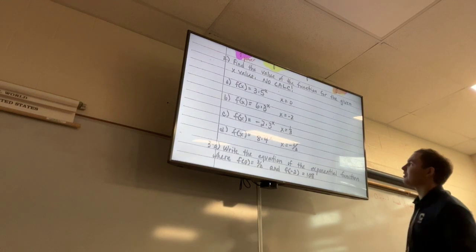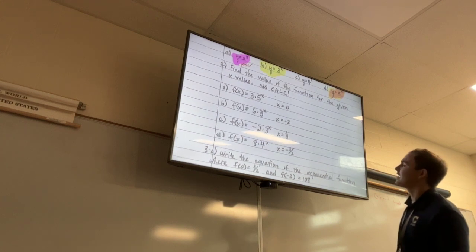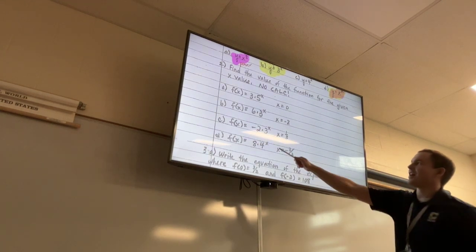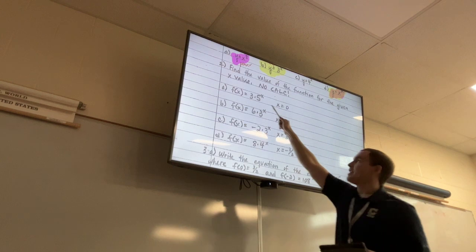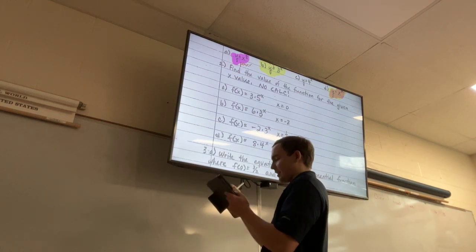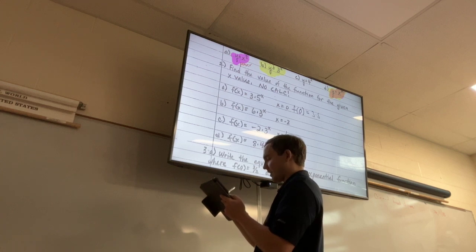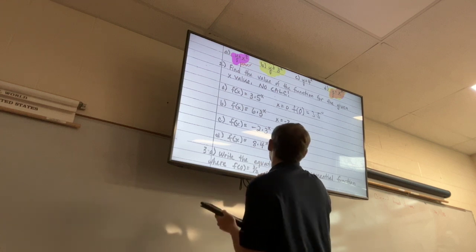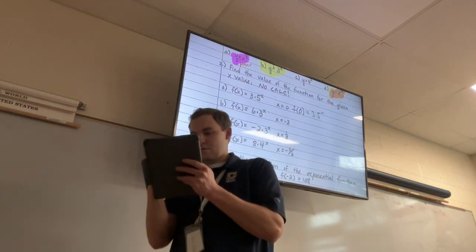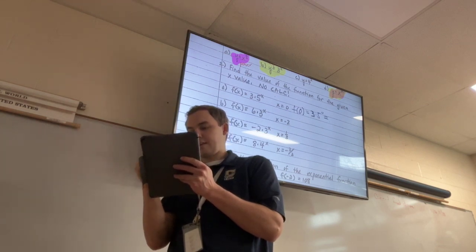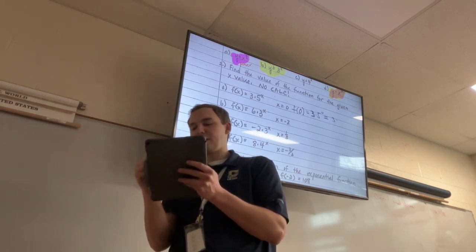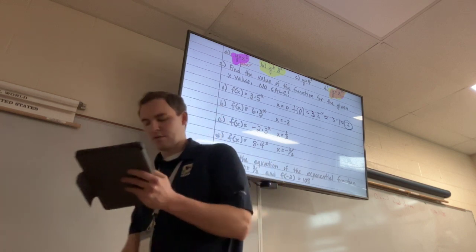Okay, number 2, find the value of the function for the given x value. You just plug in the x. So for this one, they want f of 0. f of 0 is just going to be 3 times 5, and instead of x, it's going to be to the 0. So this becomes 3 times, what's 5 to the 0? 1, which equals 3.